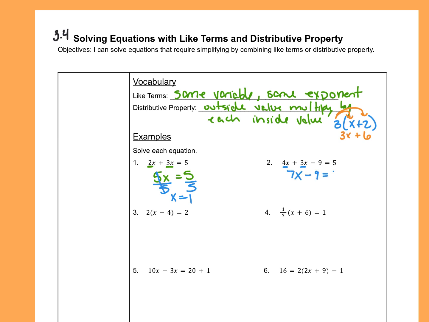Minus 9 equals 5. Now, even though the negative 9 and the 5 are like terms, they're on opposite sides of the equal sign. So we cannot just combine those. So when we say we're combining like terms to simplify, it's only on the same side. So let's make a note to only combine like terms on the same side of the equal sign.